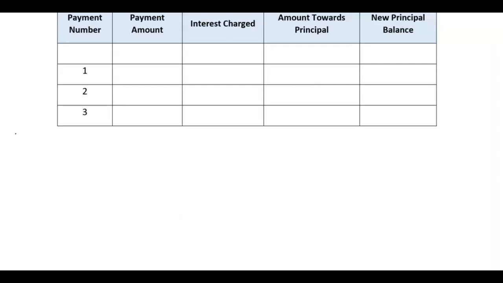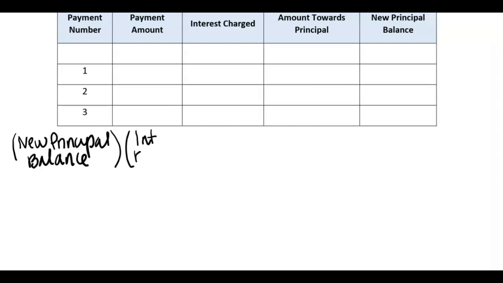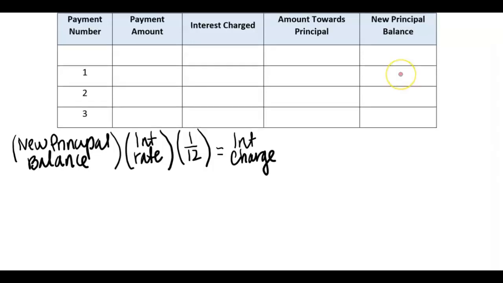To do that, we multiply the new principal balance times the interest rate converted to decimal form times 1/12 to represent one payment out of 12 payments that come in a year. This will give us the interest charged from one payment.